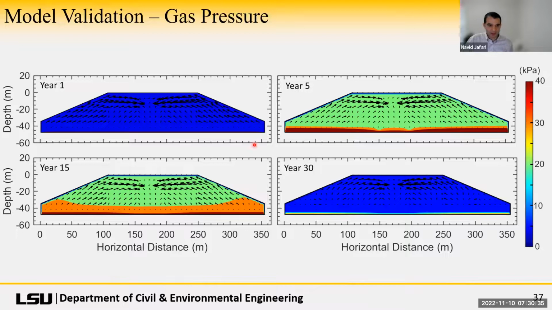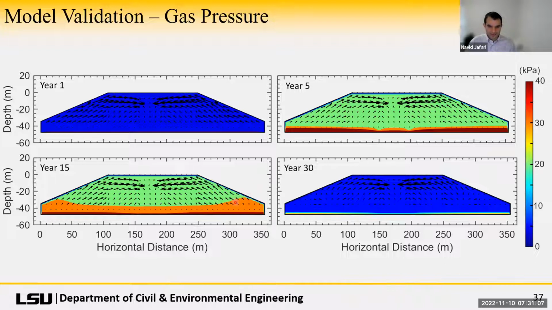When you look at gas pressures, we see at the very beginning and end, there's a blue color, so very low gas pressures because there's a lot less gas being produced. And then during the middle years, year 5 and 15, where there's a lot of gas being produced, or you're in that peak period, it increases about 20 kilopascals. This is an area where I think we could do better in terms of measurements and of understanding what are gas pressures in landfills. We think these are reasonable, but they haven't been validated with actual field observations.